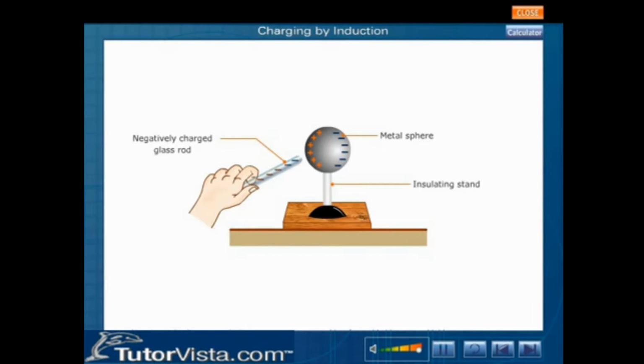Let us see what happens to the charge if the metal sphere is connected to the ground by a conducting wire. The negative charges, that is, the electrons, flow to the ground, whereas the positive charges at the near end remain due to the influence of the charged rod. Now disconnect the sphere from the ground. The positive charge continues to remain on the sphere. Let us see what happens when the rod is removed. The charge is spread uniformly over the sphere. Thus we get a positively charged metal sphere.